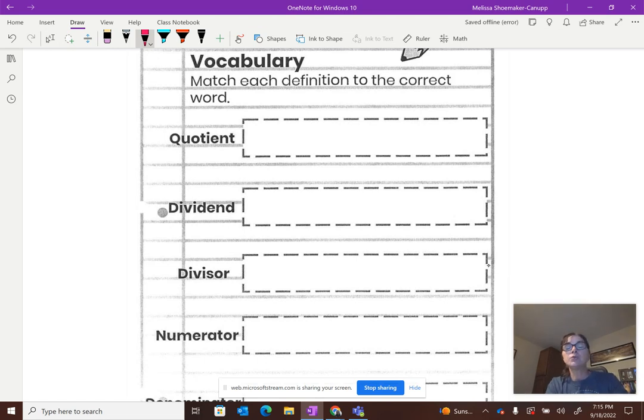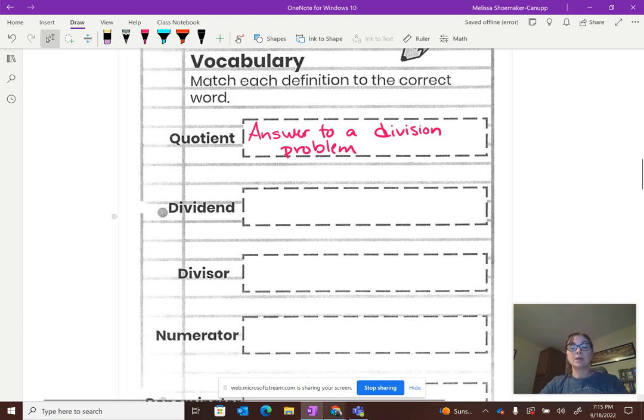So our quotient is going to be the answer to a division problem. Okay, this is exactly where I want you to be in the book. Okay, the dividend.